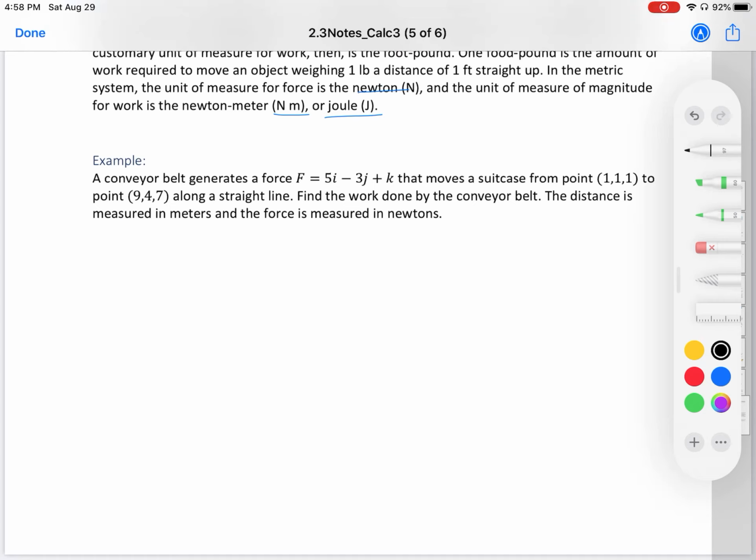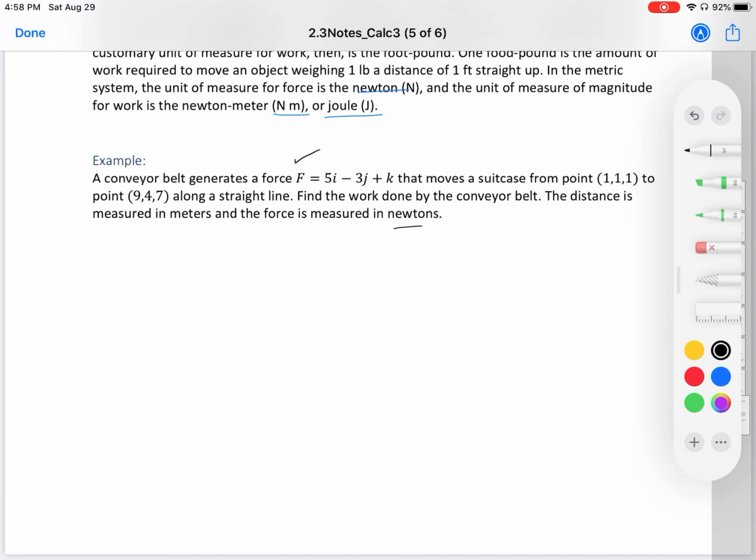Let's do an example. A conveyor belt generates a force. All right, we have F, force, of 5i minus 3j plus k, and it moves the suitcase from point (1,1,1) to point (9,4,7) along a straight line. Find the work done by the conveyor belt. The distance is measured in meters and the force is measured in newtons.